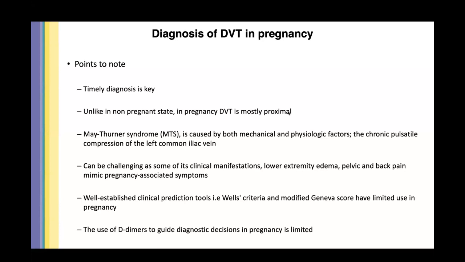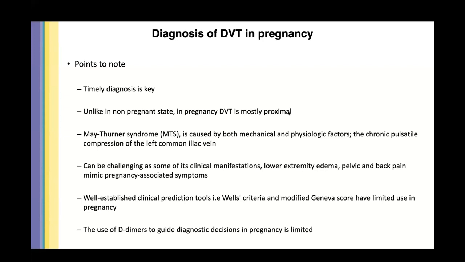Then we've also heard about the concept of May-Thurner syndrome, where during pregnancy, as the uterus is growing and the vessels are also expanding, there's compression of the left common iliac vein by the right common iliac artery. Over time that compression results in stasis in this vessel, but can also result in complete obstruction of the left common iliac vein, resulting of course in thrombosis. It is in so doing that most patients present with left lower limb swelling. So for a patient presenting with left lower limb swelling in pregnancy, you really have to be watchful of possible venous thromboembolic disease.